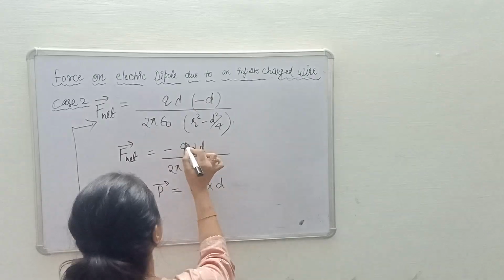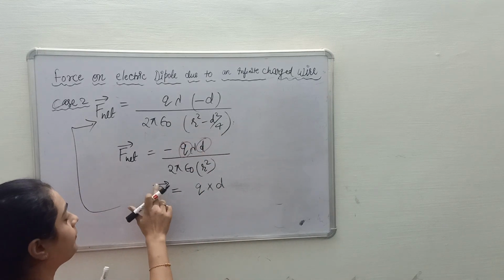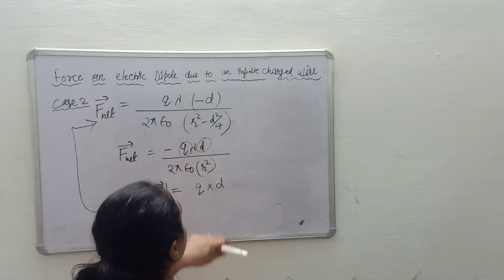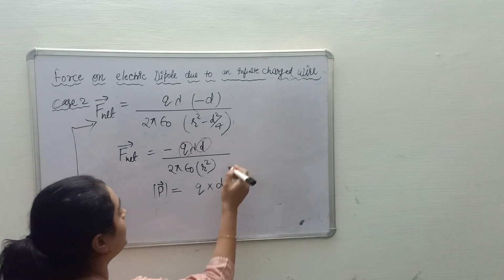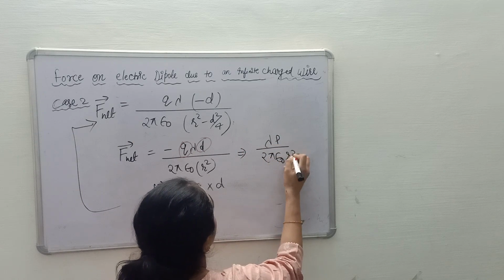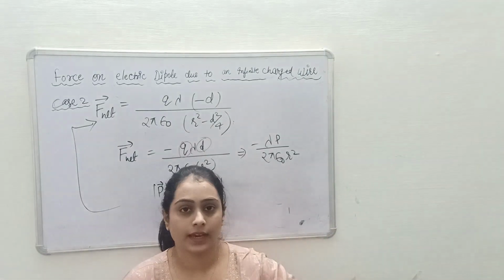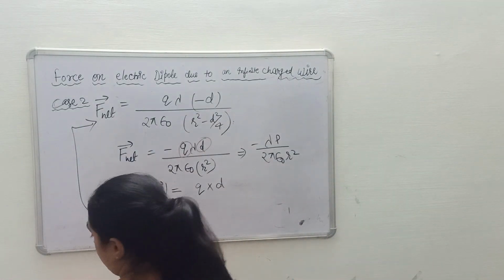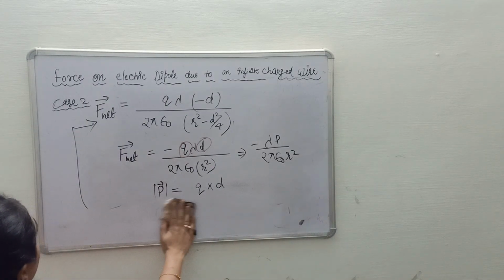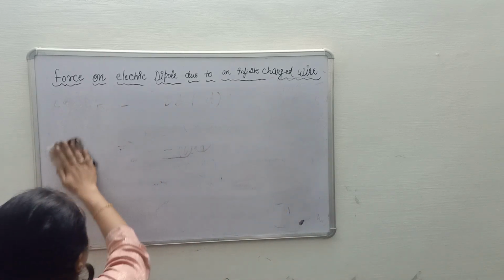So we can replace this q and this d with the dipole moment p, right? This is the magnitude of the dipole moment. So we can replace the product qd with dipole moment. So it becomes lambda p by 2 pi epsilon naught r square. Clear? This is the F net force acting on the dipole in the second case. So these were the two cases of the force acting on the electric dipole due to an infinite line charged wire.